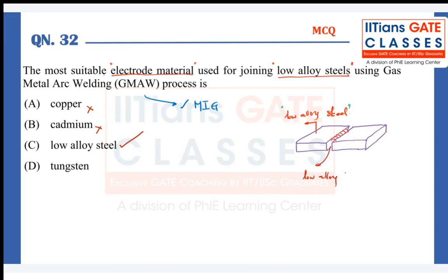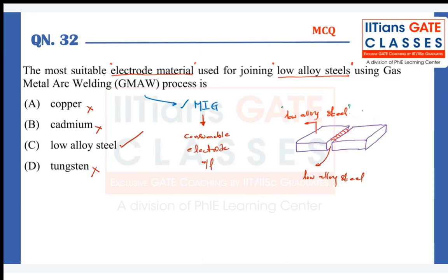In the question itself, how simple and easy if you understand. Why tungsten? No. In MIG welding, we are using consumable electrode. It is a consumable welding process. Clear everybody? I hope you understand. Please do respond, guys. Now it is a MIG. Why not tungsten? MIG is a consumable welding process. Consumable electrode material is used.